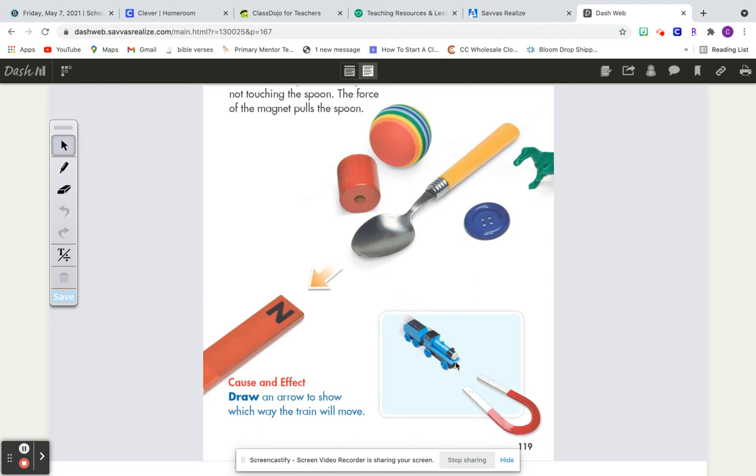So if this is a metal train, I want you to draw an arrow to which way the train will move. So this train is going to move toward the magnet.